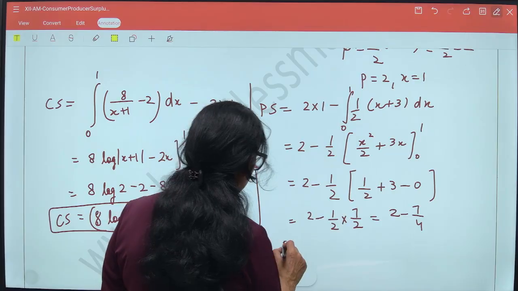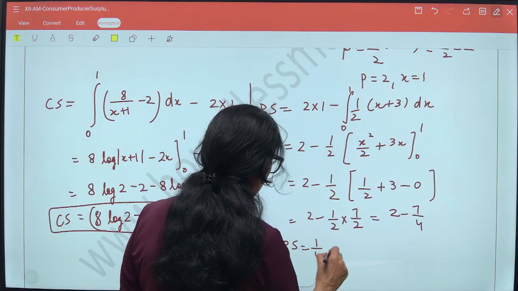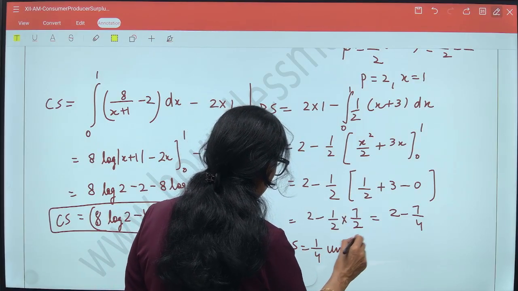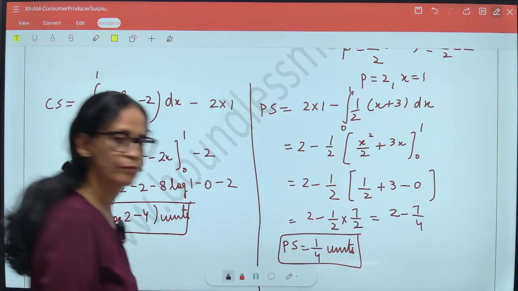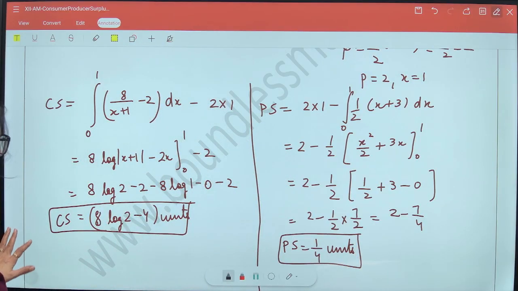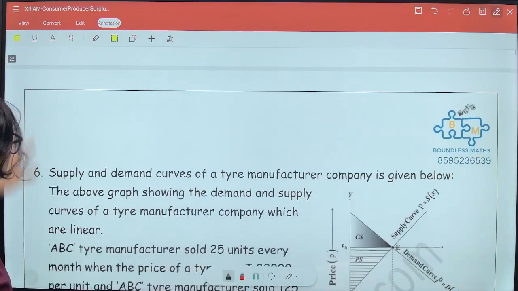So that means the producer surplus is 1 by 4 units. So this is your answer. Understood? Wonderful. So let's move to the next question.